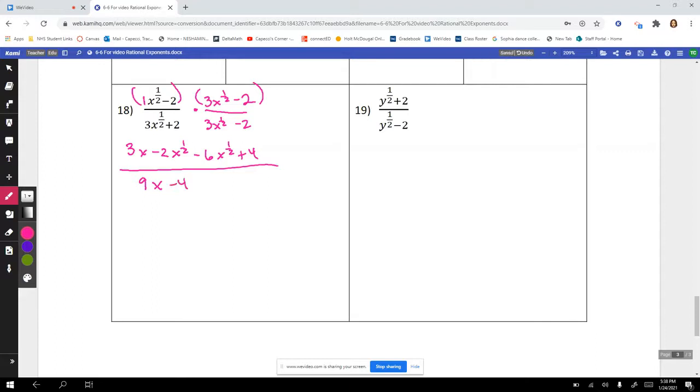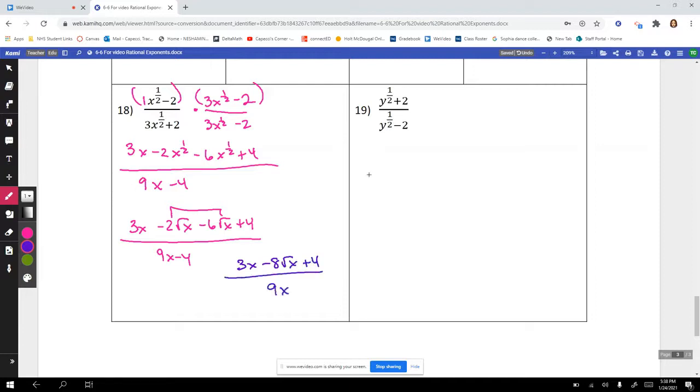Okay, so let me just clean up the top. So I have 3x. Now this is really negative 2 square root of x, and I get negative 6 square root of x, right? We're a little bit more comfortable seeing it that way. So the last thing I have to do is combine these two. So my final answer here is going to be 3x minus 8 root x plus 4, all over 9x minus 4.